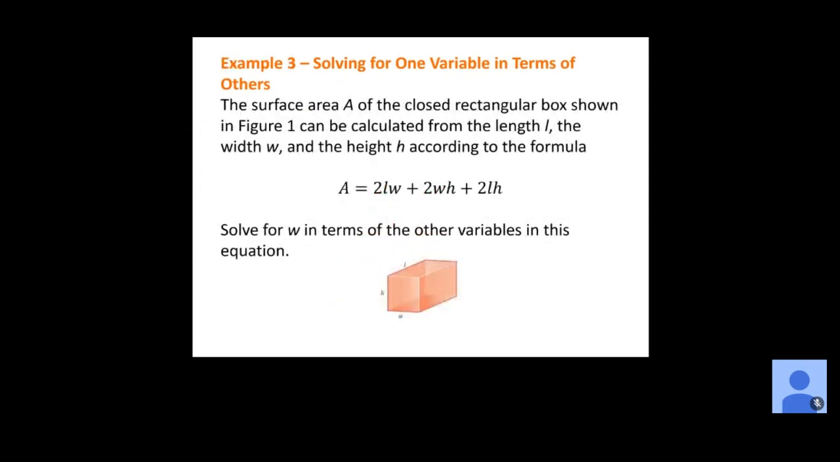All right, so the surface area of a closed rectangular box, shown in the picture below, can be calculated from the length, the width, and the height. Okay, and so here's our formula for surface area for that box. We want to solve that formula now for W. So basically, this time we're trying to get little w by itself.